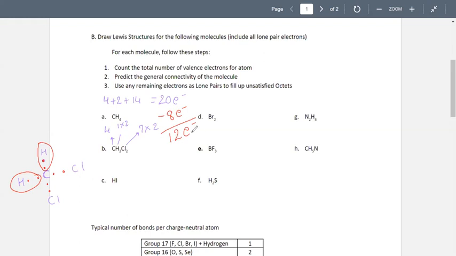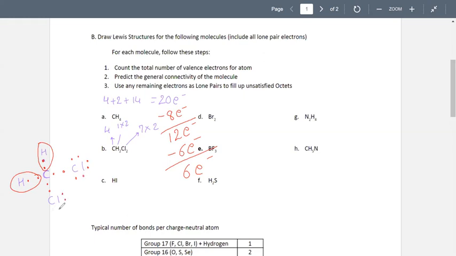So there are 12 electrons. This chlorine has 2, to have a complete octet, it needs 1, 2, 3, 4, 5, 6, and 7 and 8. So I used 6 electrons. Now I have 6 left.